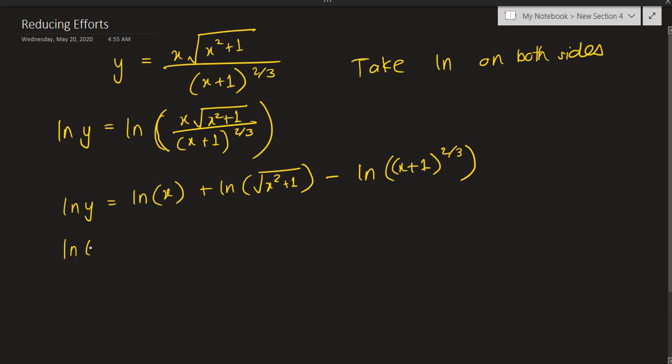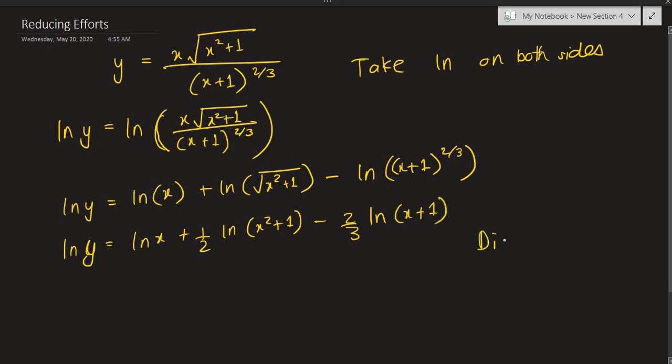So now we have natural log of y. We can still simplify this. Natural log of x as it is. We can bring the half. The square root is a power of half. We can bring the power down. Half of the natural log of x squared plus 1. Same thing over here. Minus 2/3 the natural log of x plus 1.